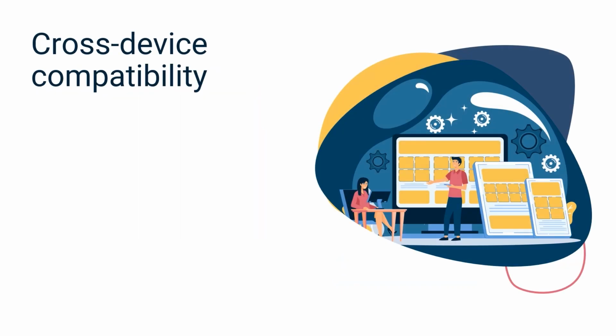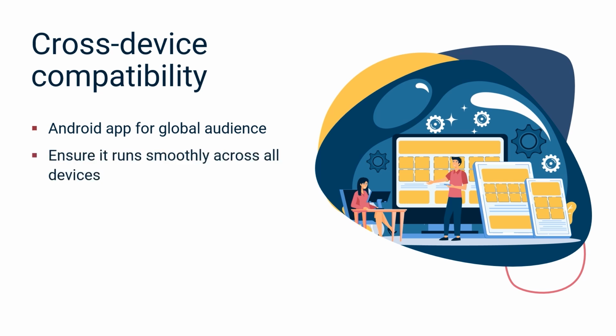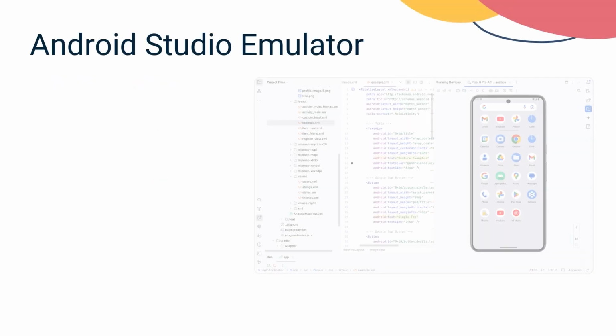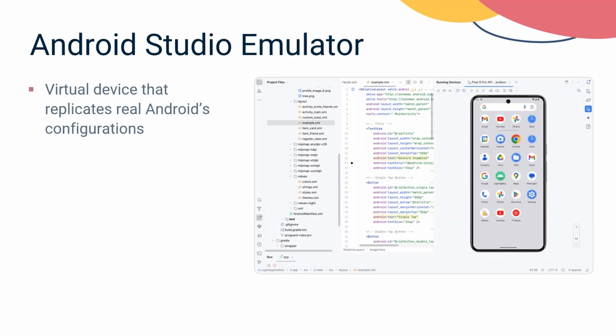Imagine you're a developer working on a new Android application for a global audience in the fitness domain. To ensure it runs smoothly across diverse devices with various screen sizes, resolutions, and hardware specifications, you need extensive testing. However, testing on multiple physical phones is impractical and expensive, and therefore, leveraging tools like Android Emulator is the best choice. The Android Studio emulator is a powerful virtual device that can replicate the configurations of a real Android device.